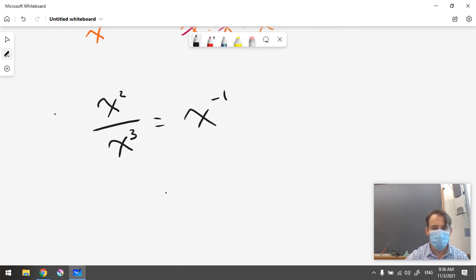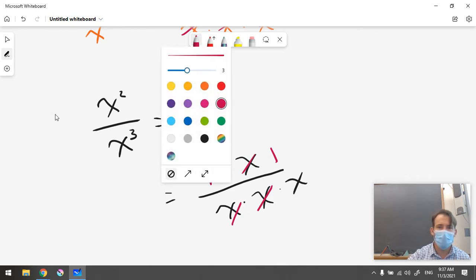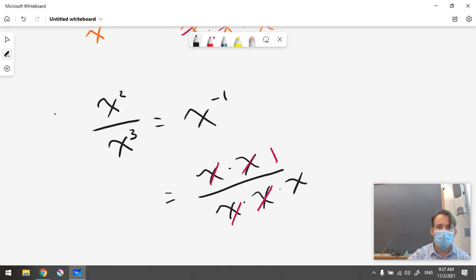Here, let's expand this out. This is equal to x times x. This is x squared over x cubed. X times x times x. If I do my canceling here, I will cancel this x, cancel that x, cancel that x, cancel that x. That leaves 1 on the top over x. So x to the negative 1 is another way of saying 1 over x. All that negative does is it sends the base to the bottom.